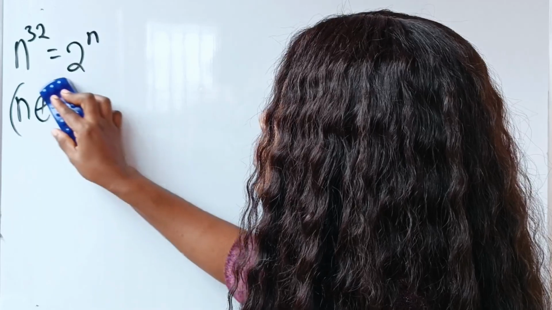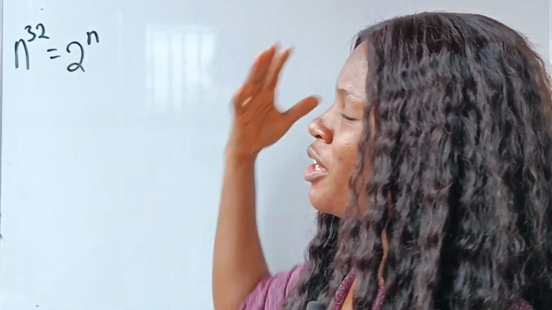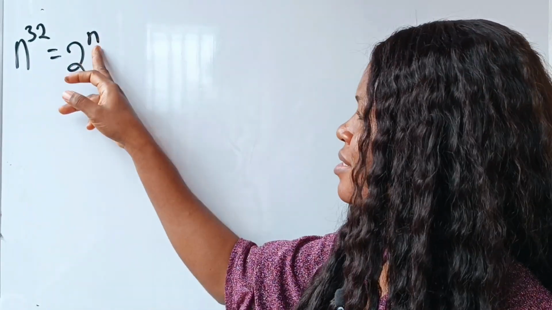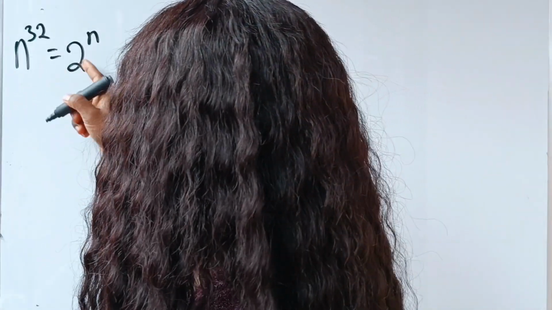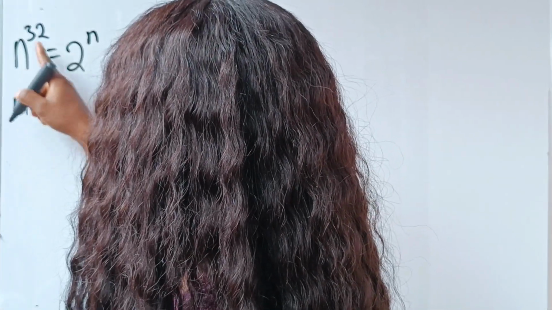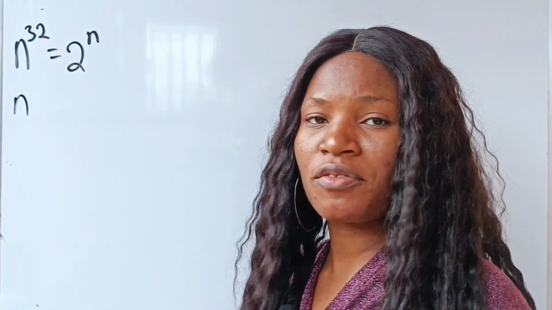Let's quickly solve for the value of n, if n is a natural number. The first thing we need to do is clear these exponents. I will have to raise each side to the power of 1 over n, because I want to remove n from here.